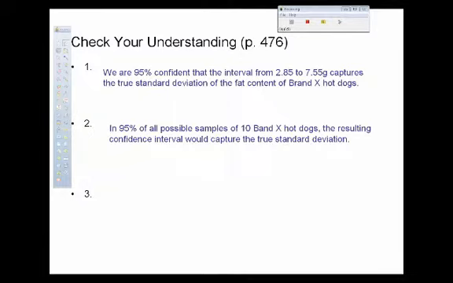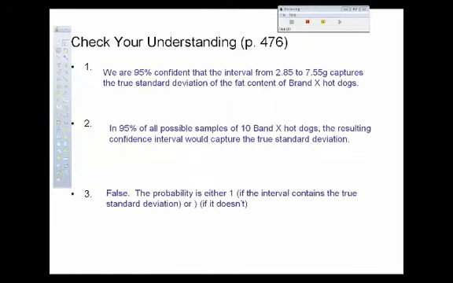And true or false, the interval from 2.85 to 7.55 has a 95% chance of containing the actual population standard deviation. Justify your answer. False. The probability is either 1 if the interval contains the true standard deviation, or 0 if it doesn't. So make that a 0.